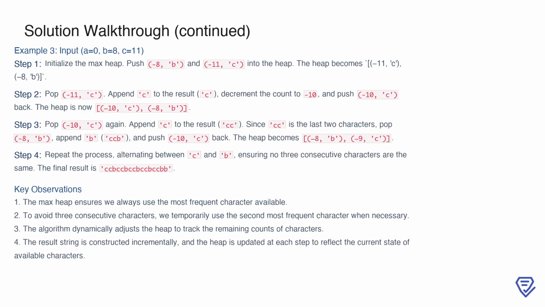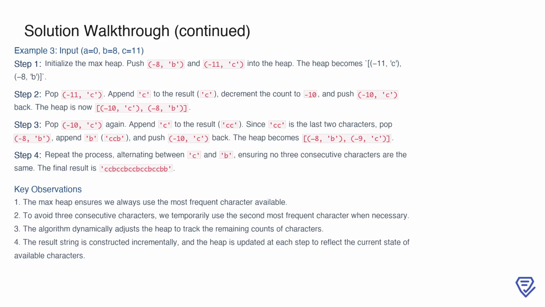The algorithm extracts the most frequent character, c, and appends c to the result, decrementing its count to -10 and pushing it back into the heap. The result becomes c, and the heap updates to (-10, c), (-8, b). Repeating this process, we append another c, forming cc. However, to avoid 3 consecutive c characters, we temporarily use b, appending b to make ccb. This ensures that the string remains valid.